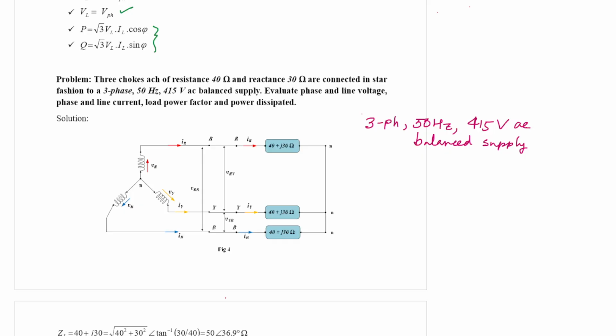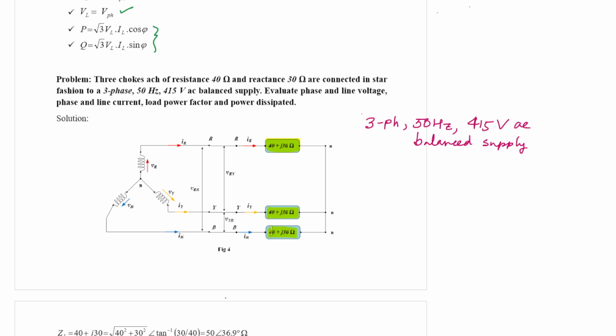Now in this present session we shall discuss few numerical examples on those aspects to demonstrate the relationship between star connections, voltage currents, delta connections, voltage current and so on. So let us have this problem. There are three loads, actually 40 plus J 30 ohm. They are called choke.